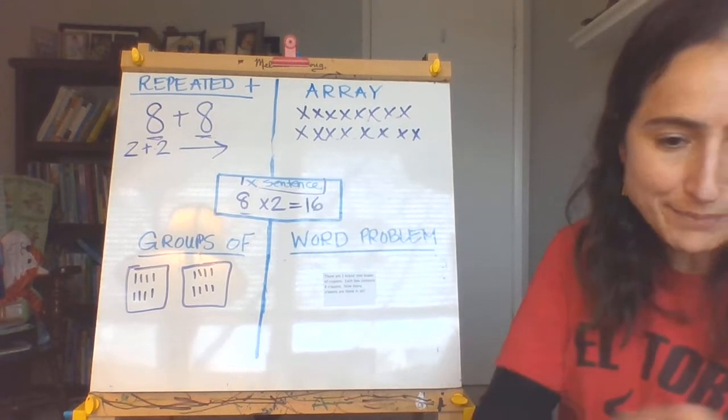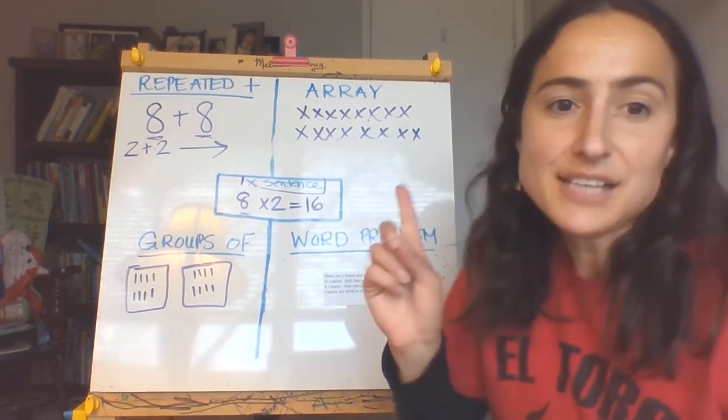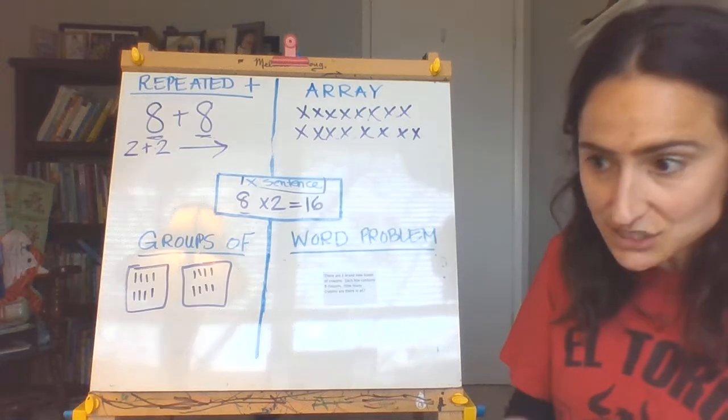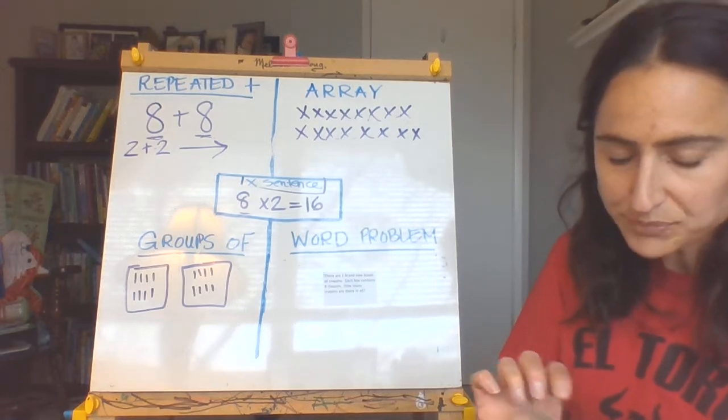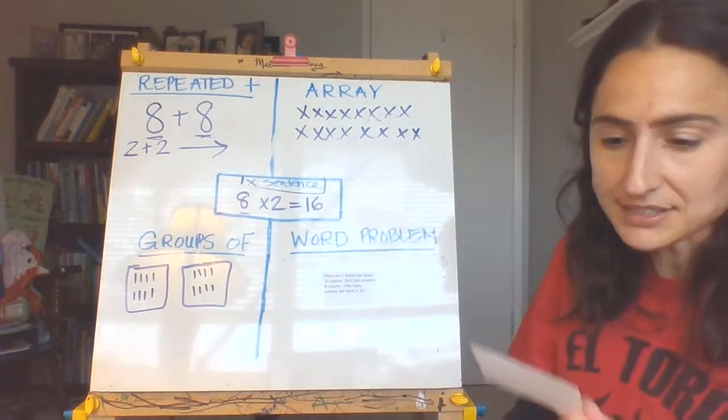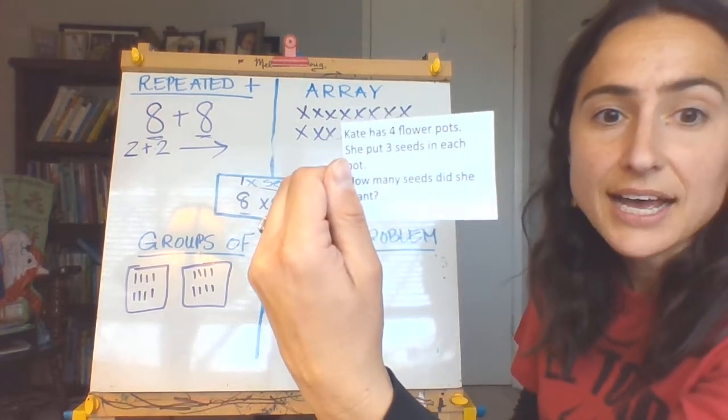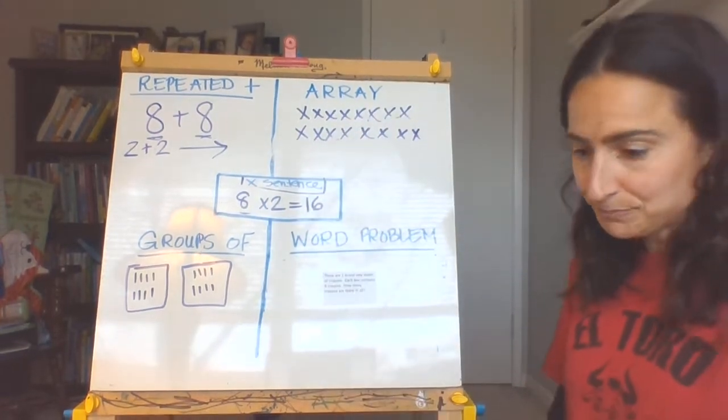Good job. All right. While I'm erasing this, I want you to find the last one. I believe this is the very last one. Kate has 4 flower pots, so go ahead and find that one. Kate has 4 flower pots.